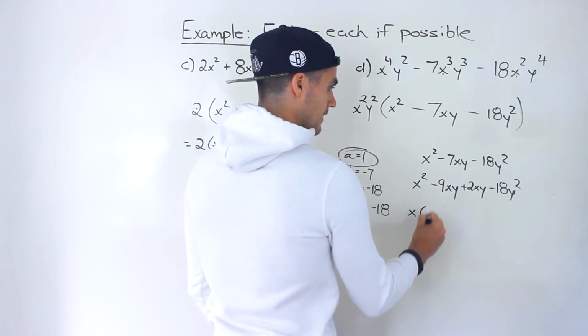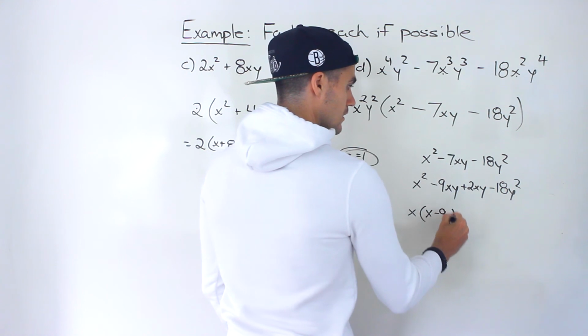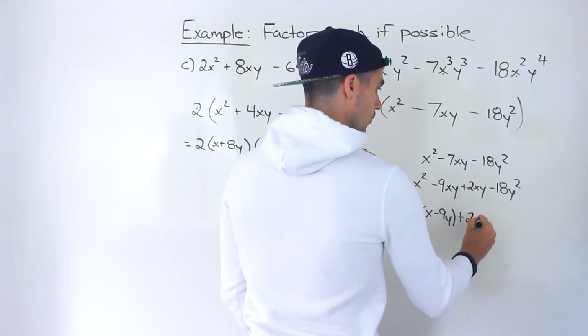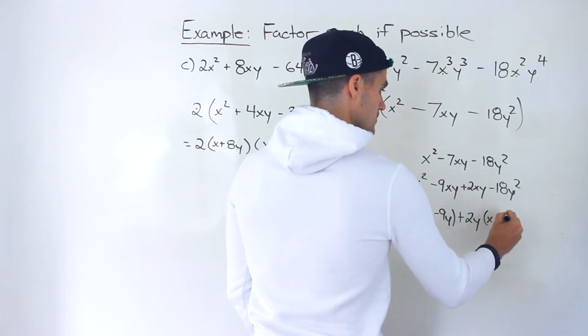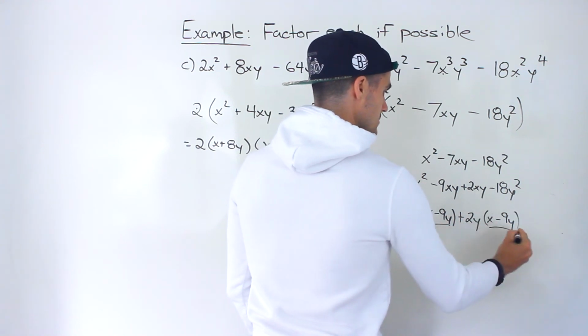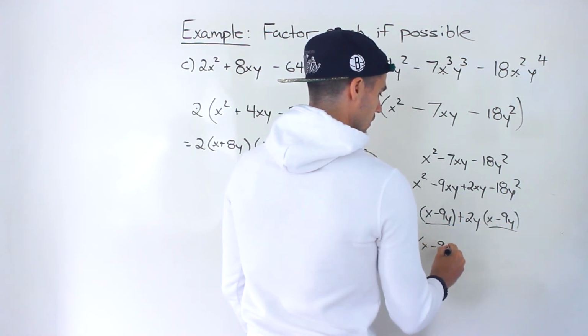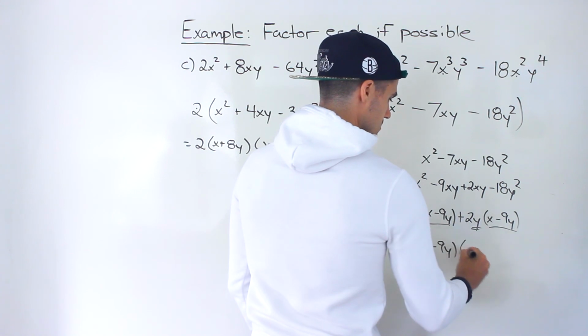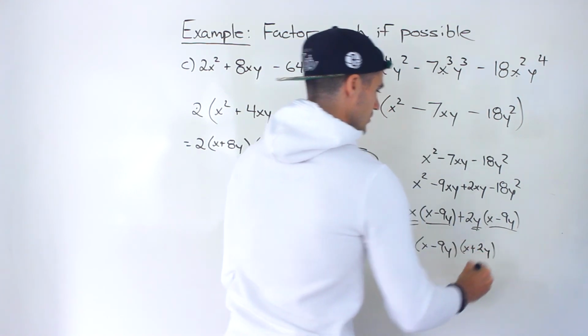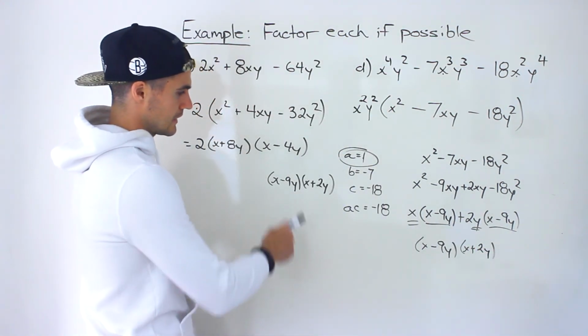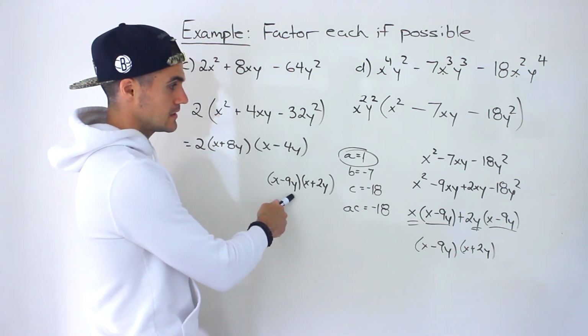So we could take out an x here, x minus 9y. From here, we could take out a 2 and a y. We're left with x minus 9y. Then we could take out an x minus 9y. And we're left with an x plus 2y, like that. Exactly as expected.